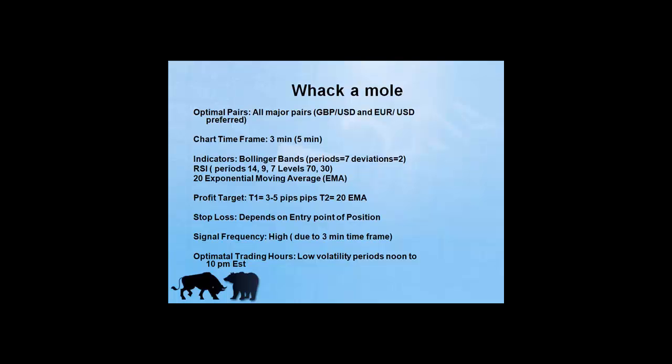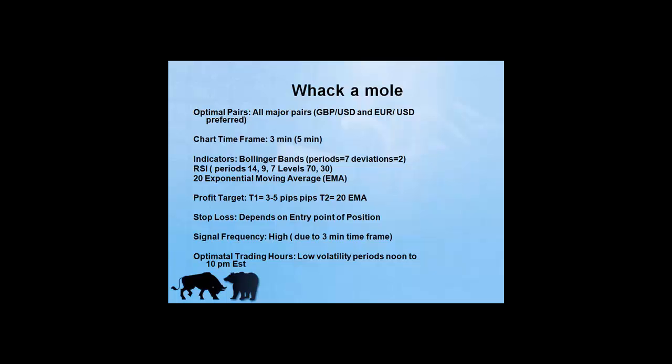Now, this strategy can be applied to all major pairs. The pound dollar and the euro dollar are preferred. The chart time frame, we're going to use a 3-minute chart. You can use a 5-minute chart if your charting package does not have 3-minute charts. The indicators, we're going to use Bollinger Bands with periods of 7 and 2 deviations. We're going to use RSI. You can use periods of 14, 9, or 7. The levels of overbought and oversold are going to be 70 and 30.